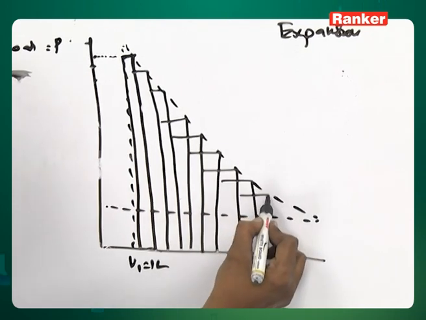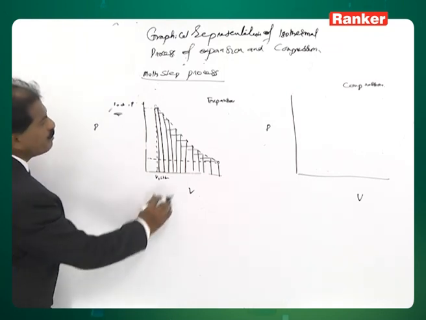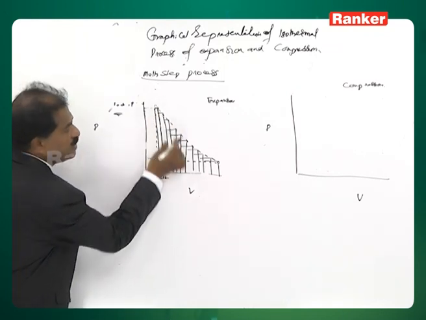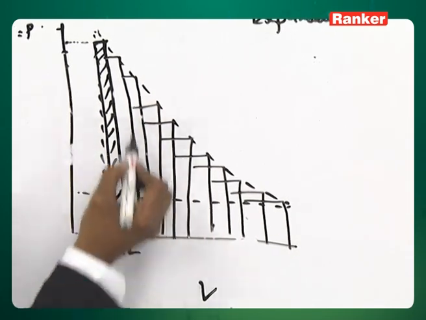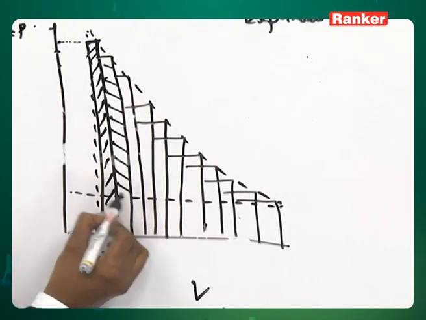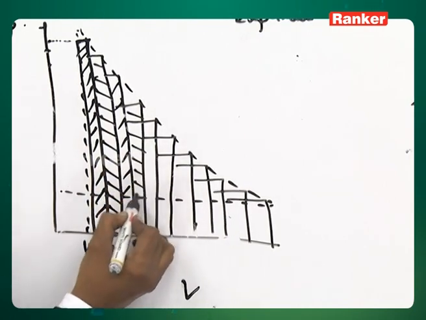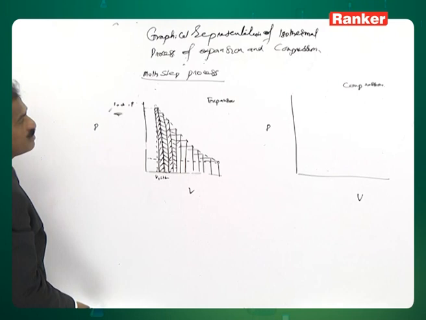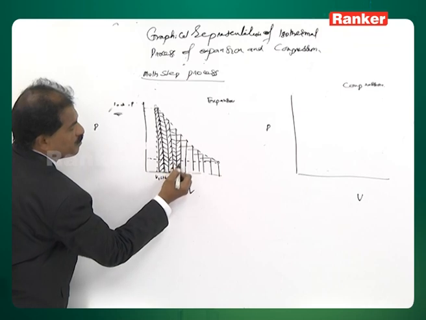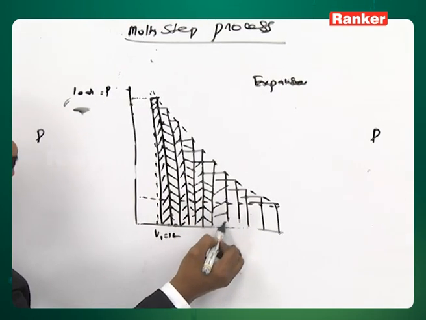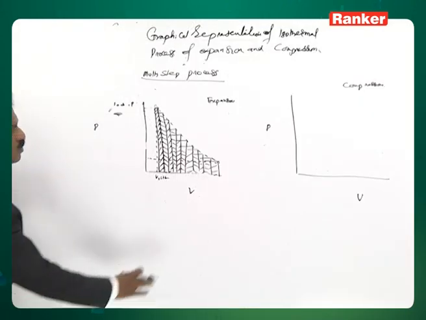Therefore, in a totally infinite number of stages, if the gas undergoes expansion, if we represent the shaded area portion for each stage, we will get the curve like this. Therefore, this is the total shaded area portion that we get during the expansion of the gas in a multi-step process which involves an infinite number of stages. This is the total area.